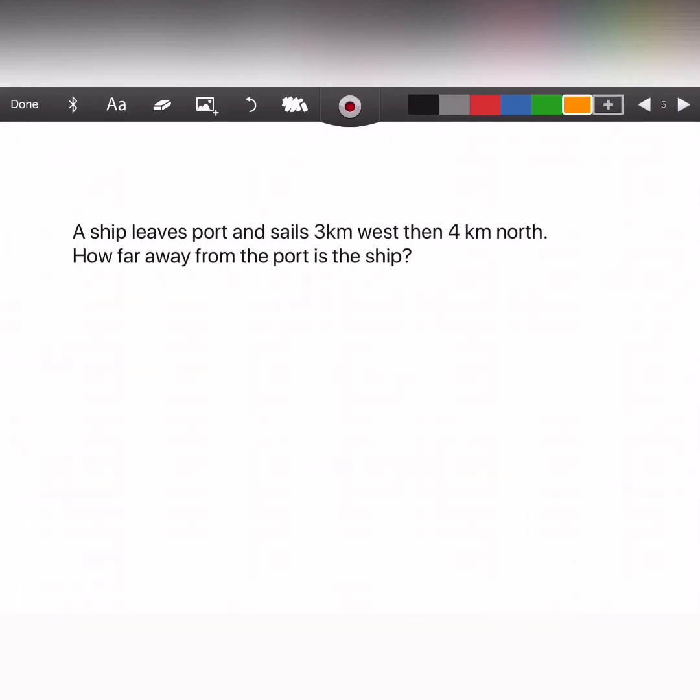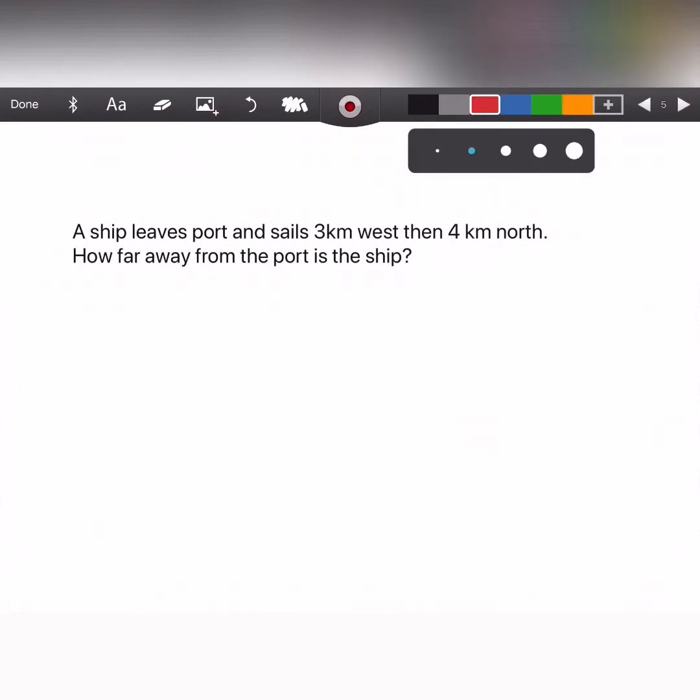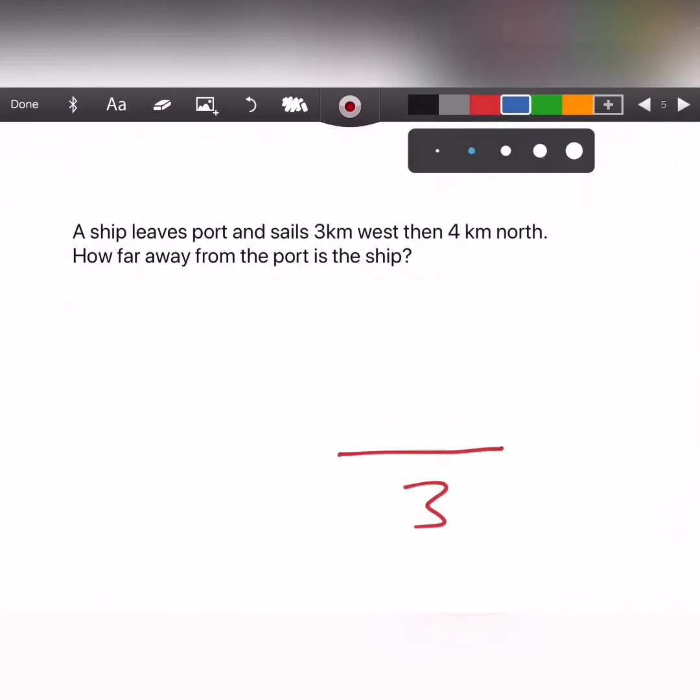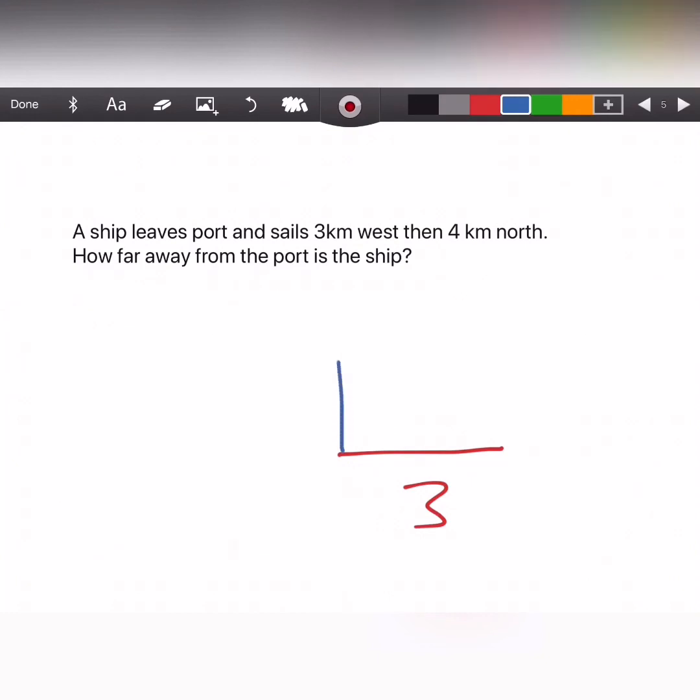We can also use these to solve worded type questions. So here, a ship leaves port and sails 3 kilometres west. There's my port. I've gone west 3 kilometres and then 4 kilometres north. How far away from the port is the ship?